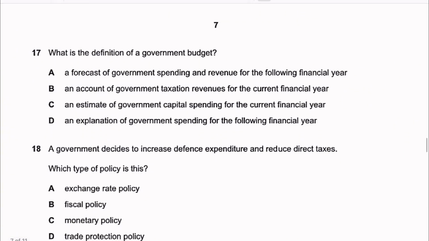Okay, question 17. What is the definition of a government budget? Government budget always involves these two, which is government spending and government revenue. Government revenue is tax revenue, alright? So A, a forecast of government spending and revenue for the following financial year. Yes, correct. Budget is always a forecast. So you know that the other options are completely off.